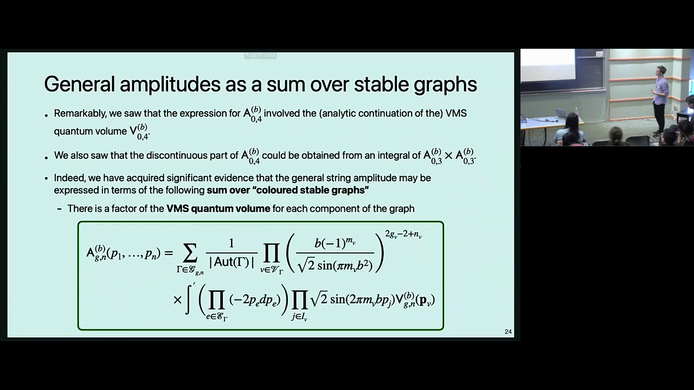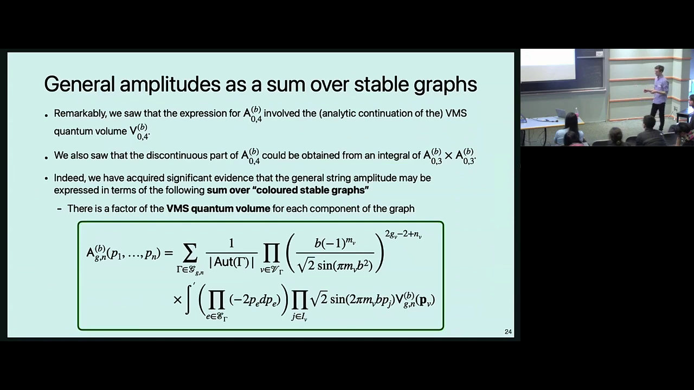And indeed, we've acquired a significant amount of evidence that the most general string amplitude can be expressed in terms of what's known as a sum over colored stable graphs. So I have to tell you what essentially all of these words mean. So what is a stable graph? First, consider some Riemann surface, say genus G with n punctures, and enumerate the different ways in which that Riemann surface can degenerate. Each of those is associated to what's known as a stable graph.